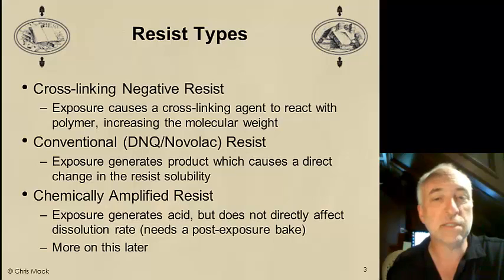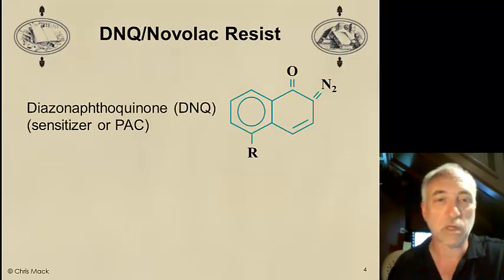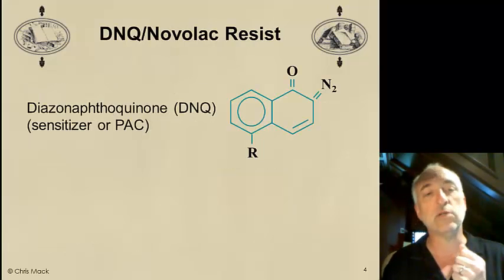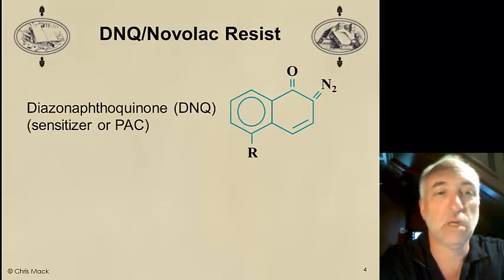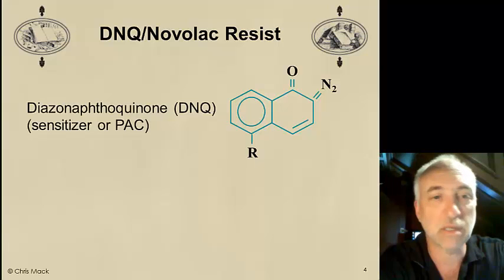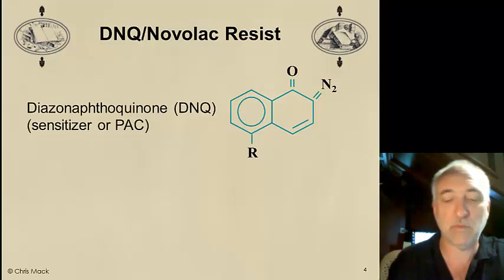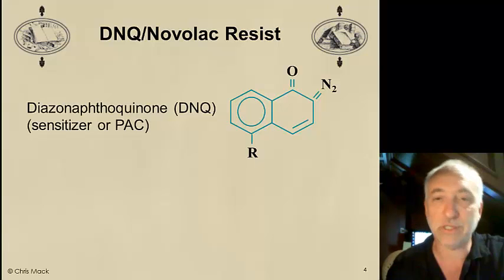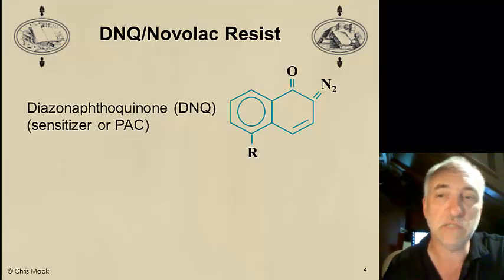Let's hone in on the DNQ Novolak resist and talk about what these are and how they work. First, the DNQ. DNQ stands for diazonaphthoquinone. Well, that's a name only a chemist could love. Diazonaphthoquinone. It's our sensitizer or our photoactive compound or PAC. And while the name is long, if you're a chemist, you get used to these things, that all the different parts of the name have fairly easy to understand meanings.